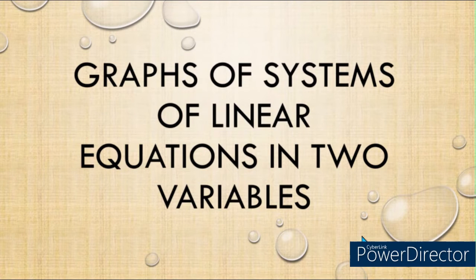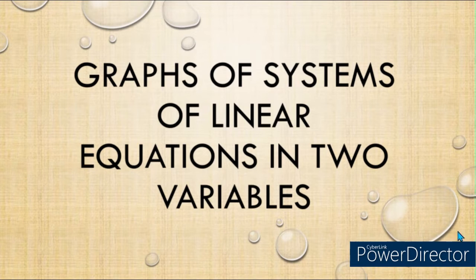Our topic for today is all about graphs of systems of linear equations in two variables. At the end of this lesson, you will be able to illustrate a system of linear equations in two variables, graph a system of linear equations in two variables, and categorize when a given system of linear equations in two variables has graphs that are parallel, intersecting, and coinciding.